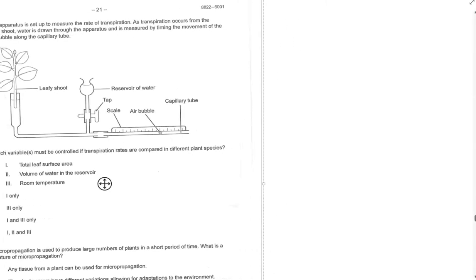Okay, then 32, we have our potometer. So which variables must be controlled if transpiration rates are compared in different plant species? Well, definitely the total leaf surface area. The volume of water in the reservoir is completely irrelevant. The room temperature is important, so it's 1 and 3, which is C.